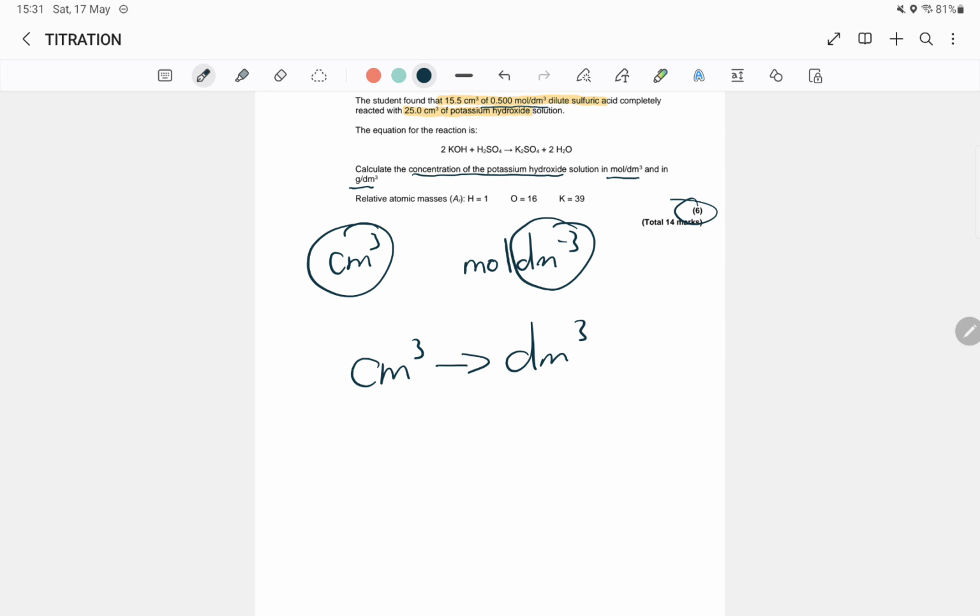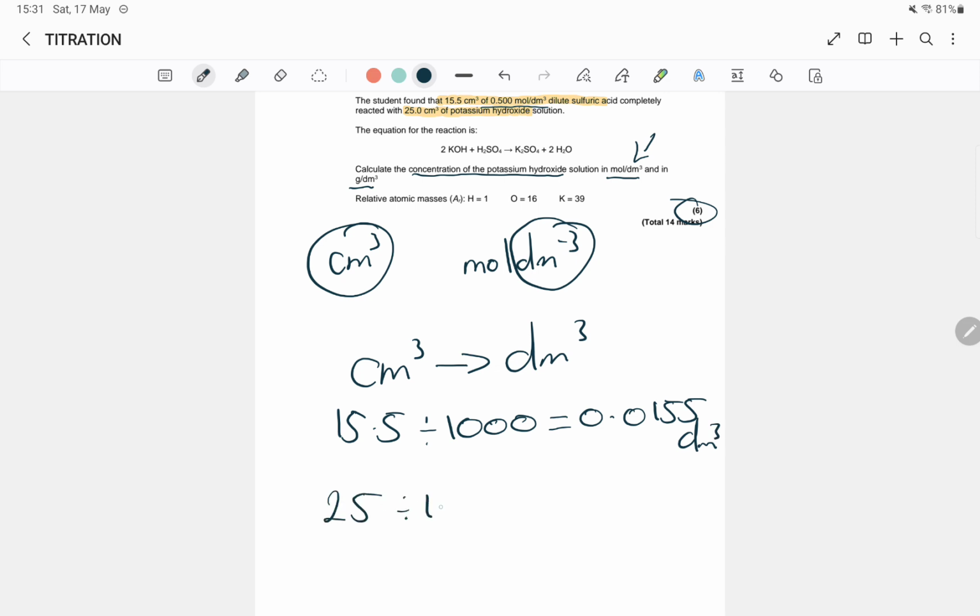You could go the other way, but because the question has asked for decimeters cubed, I would recommend doing that as your first step, to save you having to convert twice. So if I've got 15.5 centimetres cubed, I have to divide it by 1,000 to get it into decimeters cubed. So 0.0155 decimeters cubed, and 25 divided by 1,000 is 0.025 decimeters cubed.